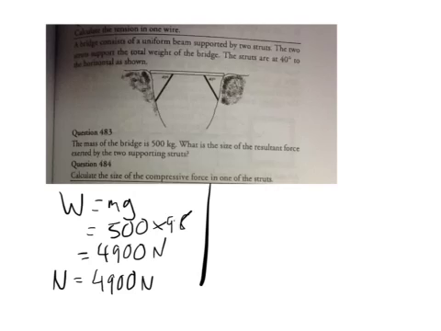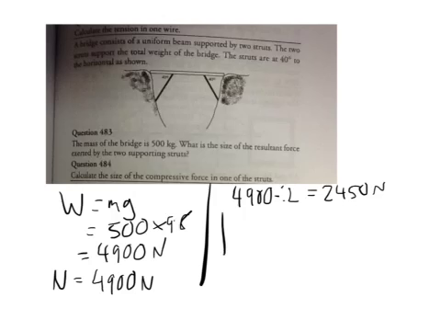Part B asks us to calculate the size of the compressive force in each of the struts. So each of the struts are going to take half of that weight force, so 4,900 divided by 2 gives us a vertical force of 2,450 newtons for each strut.